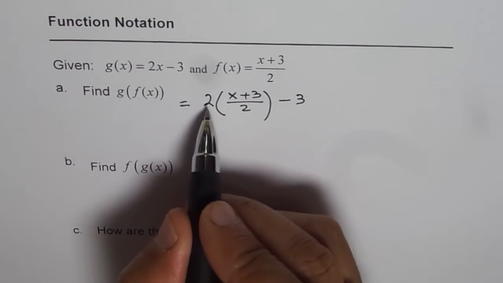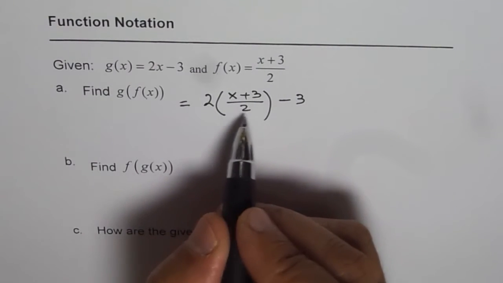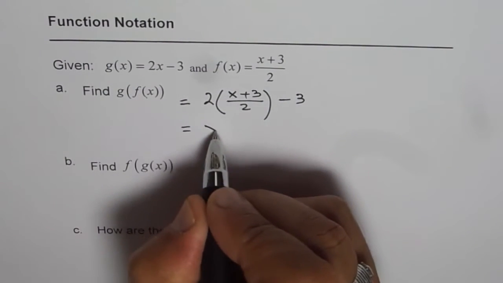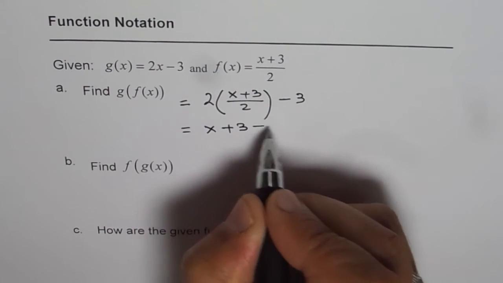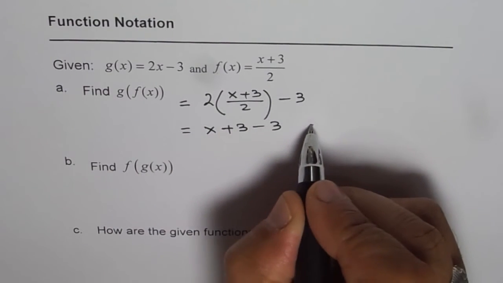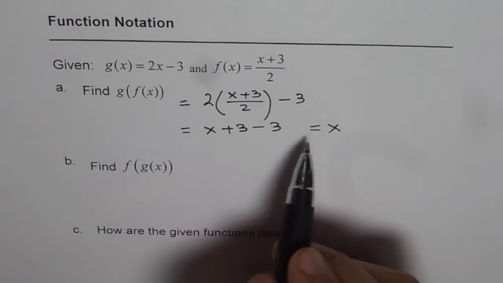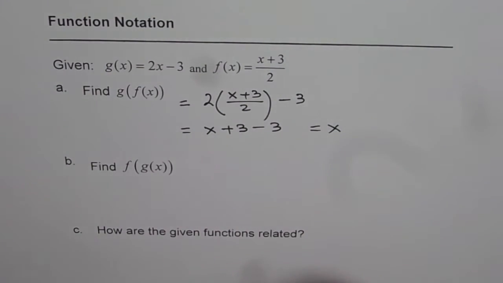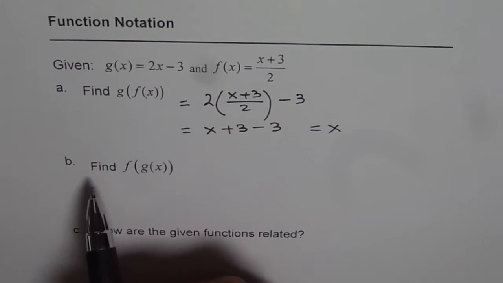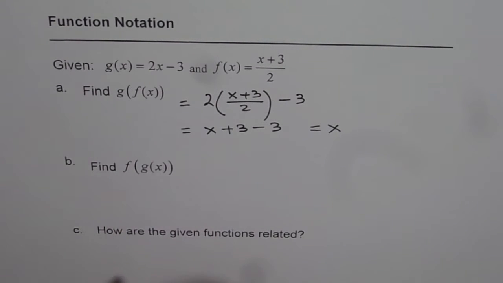Now we can simplify this. When you multiply 2 by 1 over 2, you get 1. So we are left with x plus 3 minus 3, and that gives us x. So g of f of x in this case is equal to x. Now let us evaluate an expression for f of g of x.